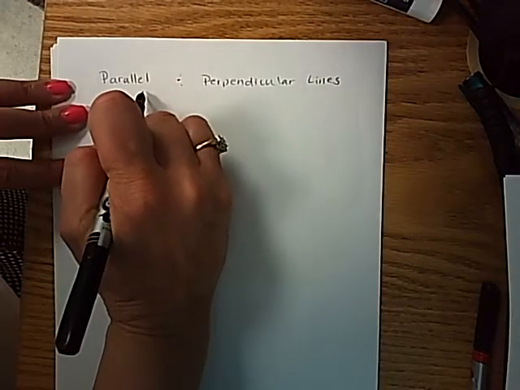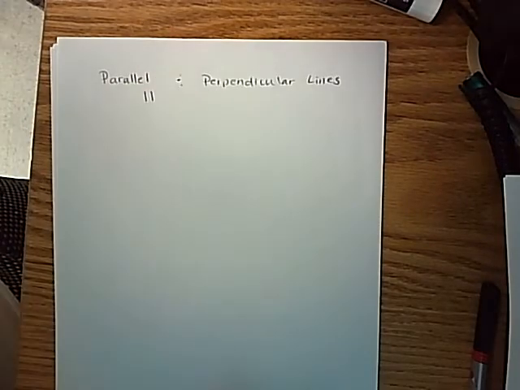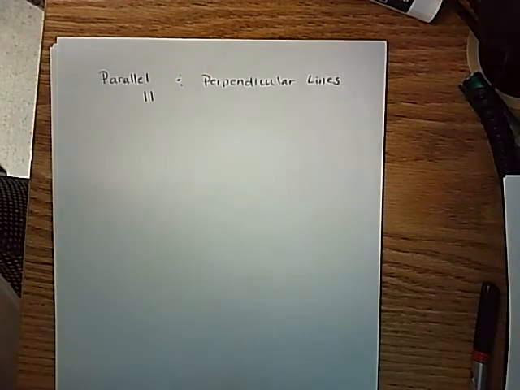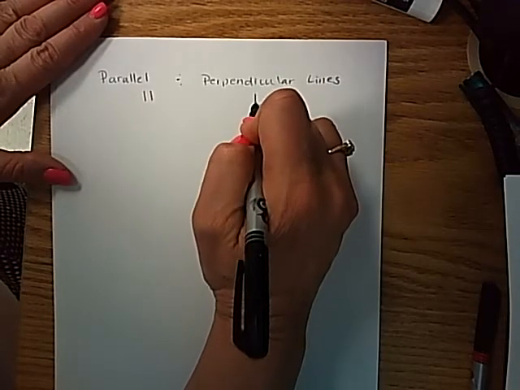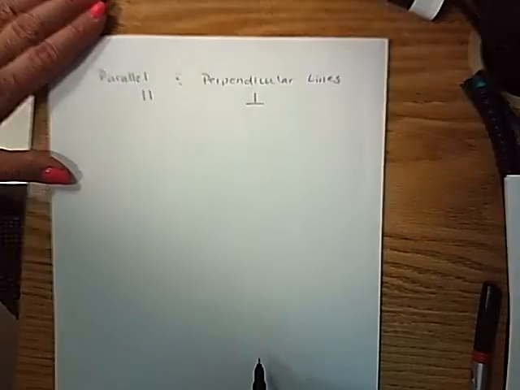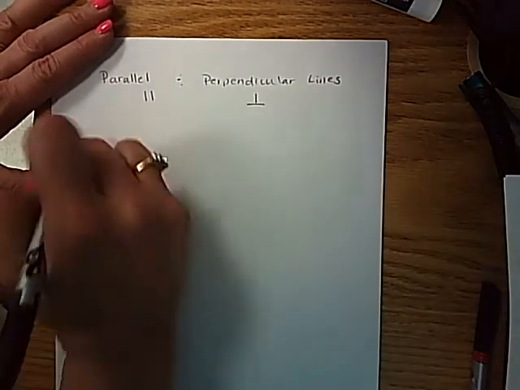First of all, parallel lines in general: this is the notation for parallel lines, and parallel lines go on forever and never ever touch each other. They're equidistant from each other. Perpendicular lines cross each other and they form a 90-degree angle, and that's the symbol for perpendicular.